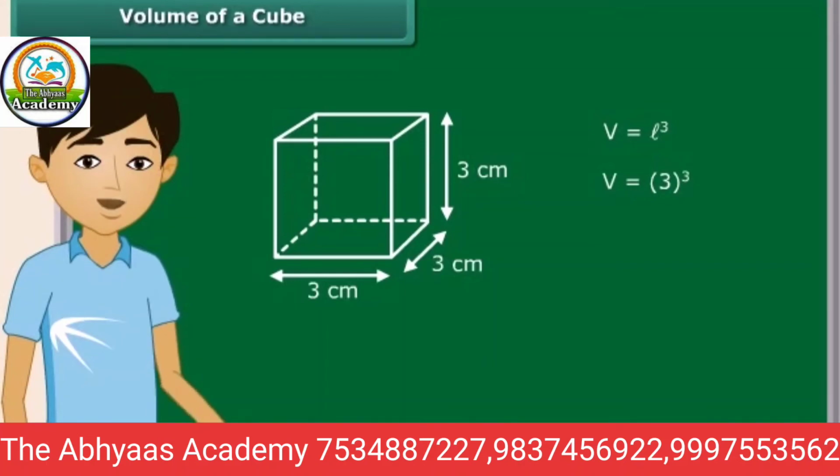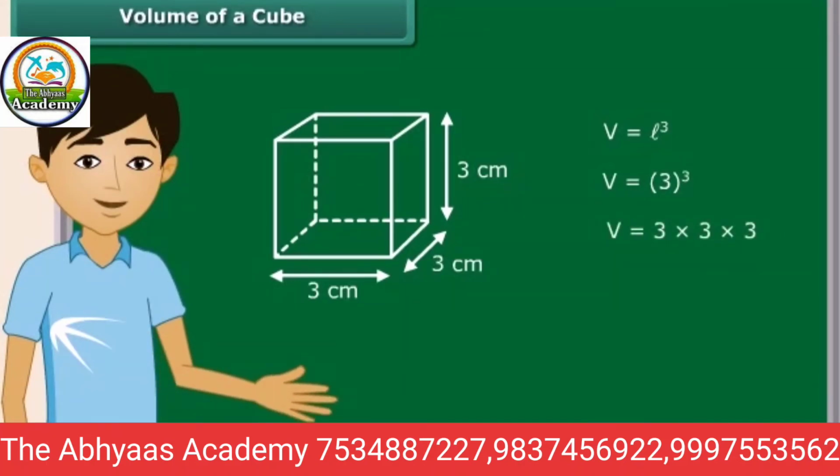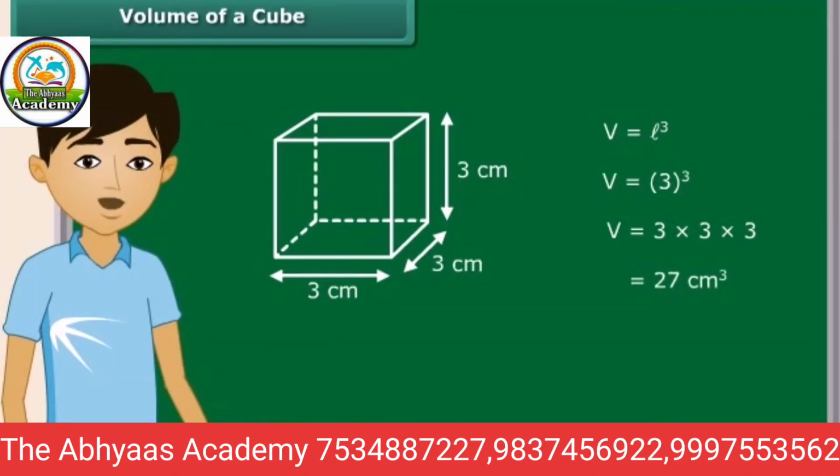Next, 3 to the power of 3 is equal to 3 multiplied by 3 multiplied by 3. This gives 27. Let's write it here. Since the unit for the length is in centimeter, the unit for the volume will be cubic centimeter. Hence, the volume of this cube is 27 cubic centimeters. So, children, now you can also work on similar problems in this way.